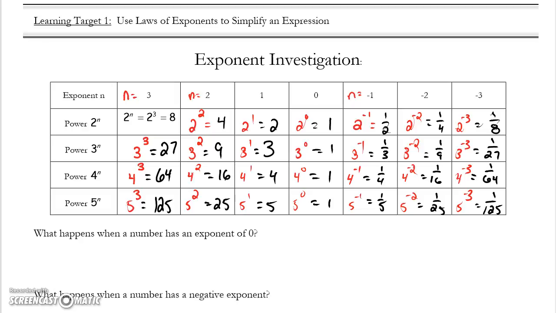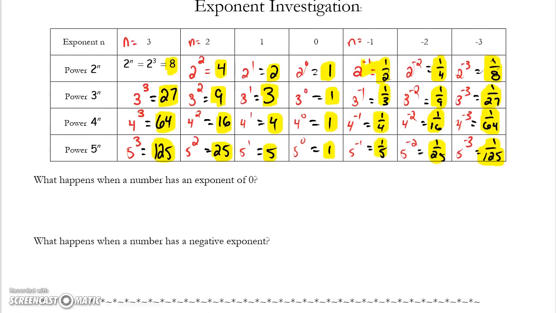So this is what our table should look like. 2 to the third is 8, 2 to the second is 4, 2 to the first is 2, 2 to the 0 is 1, 2 to the negative 1, or -1, is 1/2, 2 to the negative 2 is 1/4, and then 1/8. And then we get 27, 9, 3, 1, 1/3, 1/9, and 1/27. 64, 16, 4, 1, 1/4, 1/16, and 1/64. 125, 25, 5, 1, 1/5, 1/25, and 1/125.